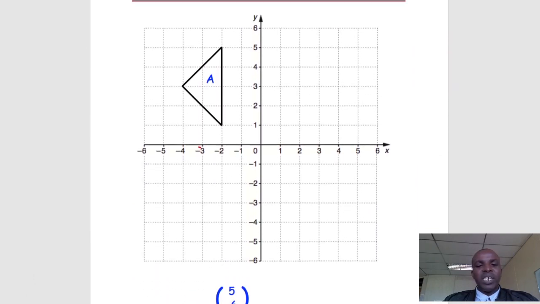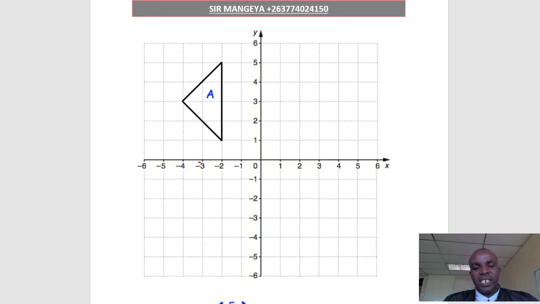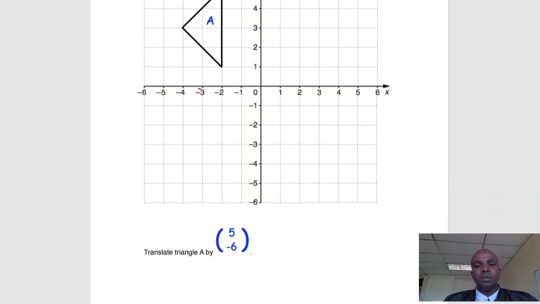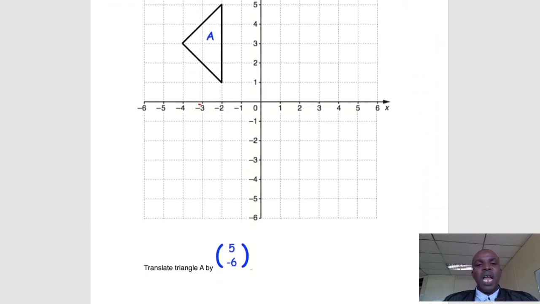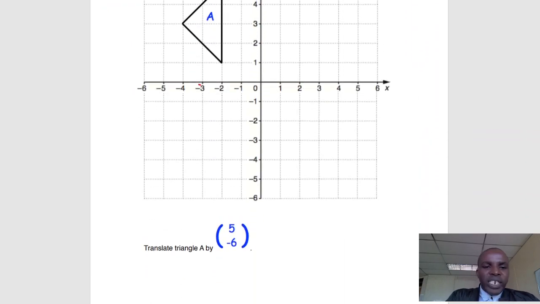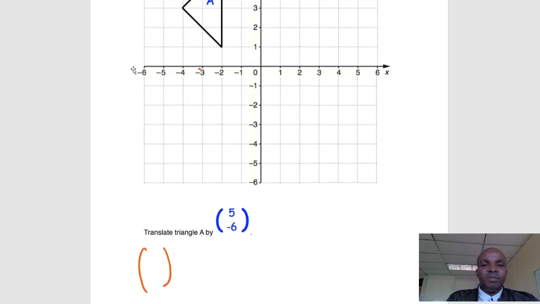Questions. Question number one. Translate triangle A by the vector (5, -6). Triangle A is here. You can use the counting method, or you can just use this formula. This formula works very well. How do you use it? You take all the points of the triangle. Let me take this point first. What are the coordinates of this point? (-2, 5).